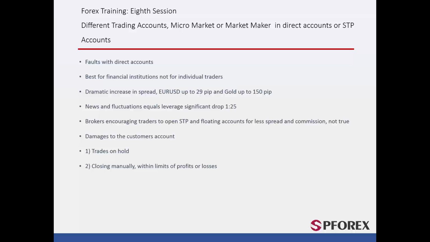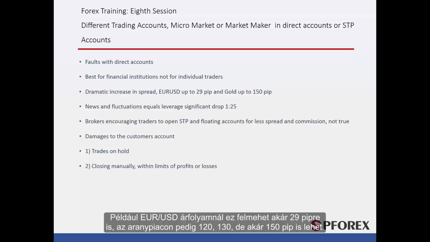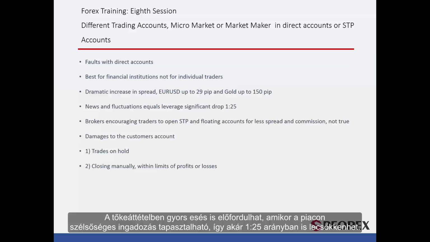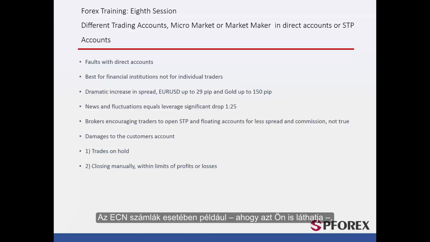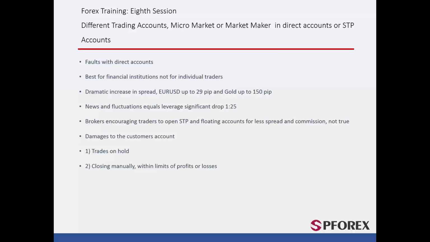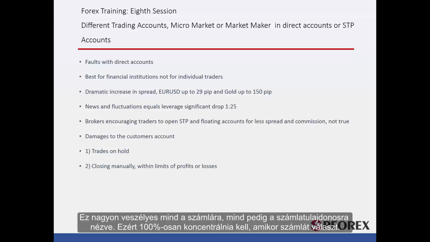For instance, in euro against US dollar, it can go up to 29 pips, and in the gold market it can go up to 120, 130, or even 150 pips. They can also have a rapid drop in leverage when the market is experiencing an extreme fluctuation, and they can decrease to the ratio 1/25. For instance, in ECN accounts, as you can see, the leverage value is not constant and can drop at any time. So this is very dangerous for the account and the account holder.